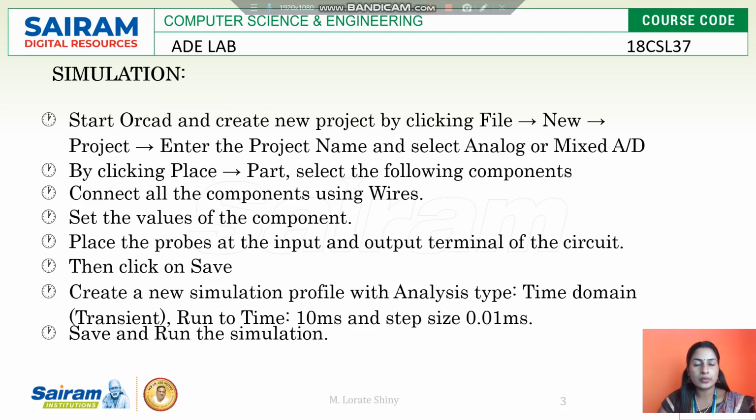First, how we have to start is we have to select the archive. Then there we have to create a new project by clicking file, new project, then enter the project name, and we have to select analog or mixed A/D. Then we have to click the place part. There we can select the components which we need. So all the given components need to be selected, and all the components should be connected by using wires.